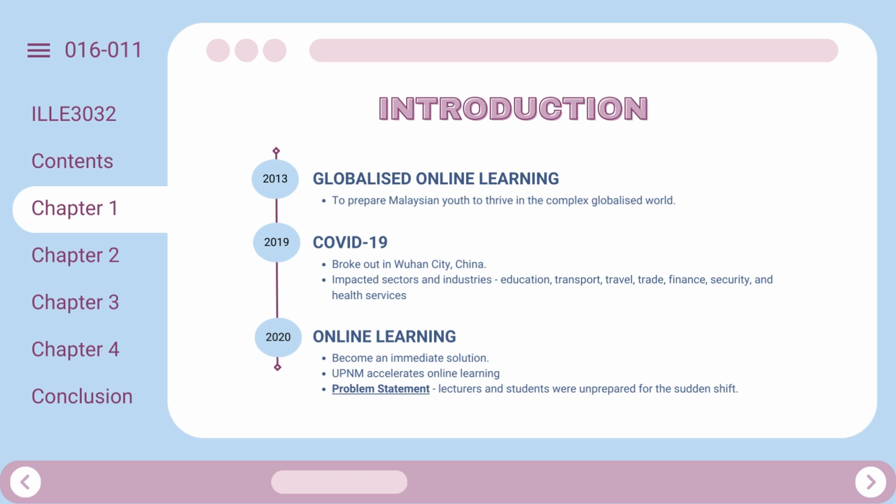Undeniably, education was hard hit due to the spread and severity of COVID-19 and became one of the high-risk sectors for COVID-19 transmission. Hence, online learning has become an immediate solution for teaching and learning sessions to continue with the new norm of social distancing.